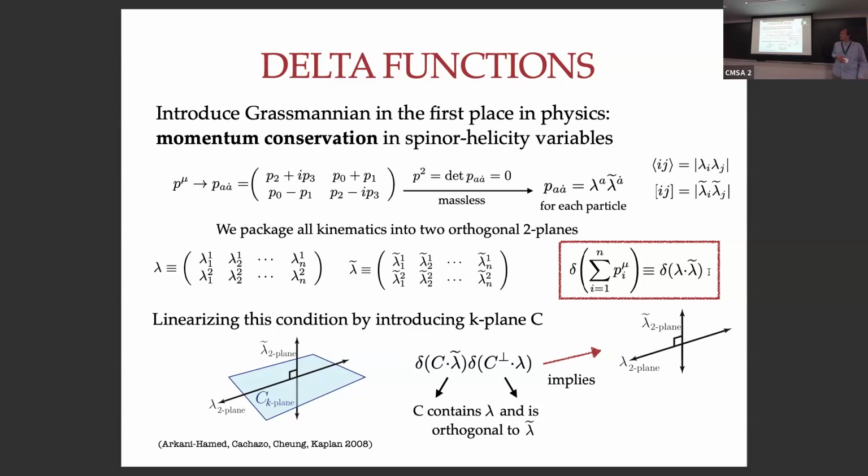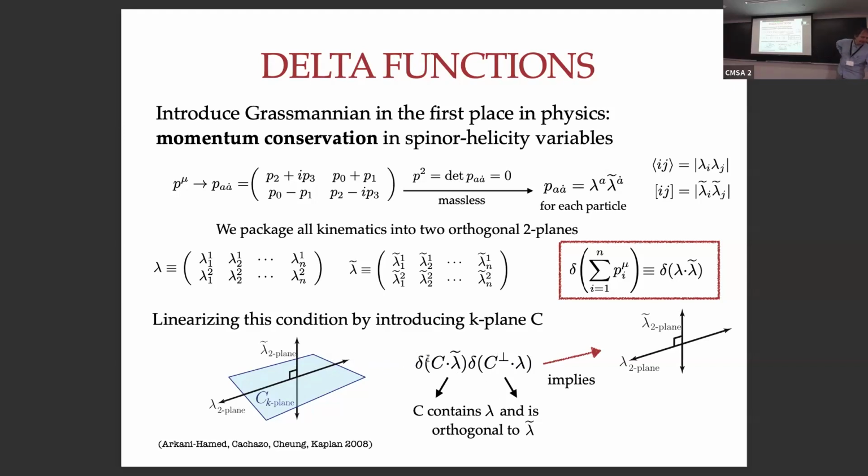And now introducing the Grassmannian is natural when we want to linearize this quadratic condition on lambda lambda tilde, this bilinear condition. We would like to write it as 2 separate conditions on lambda and lambda tilde separately. And the way to do it geometrically is not saying that lambda and lambda tilde are orthogonal to each other, but saying that lambda is contained in some k-plane C, and this C plane is orthogonal to lambda tilde. So we kind of decouple these conditions. And these are exactly these 2 delta functions that we have here, which realize this condition. Lambda is contained in C, and lambda tilde is orthogonal to C. So as a consequence, lambda and lambda tilde are orthogonal to each other.